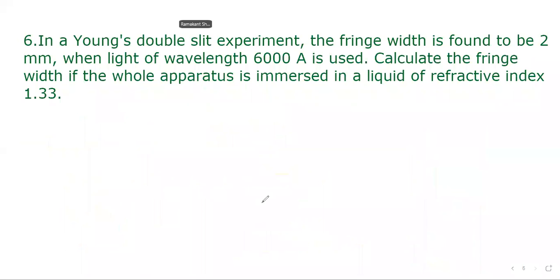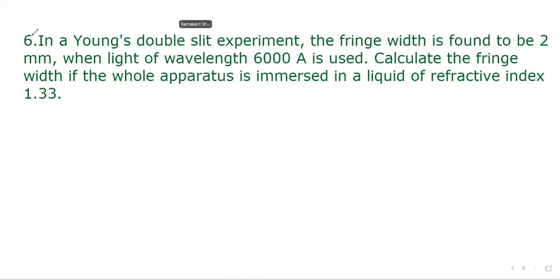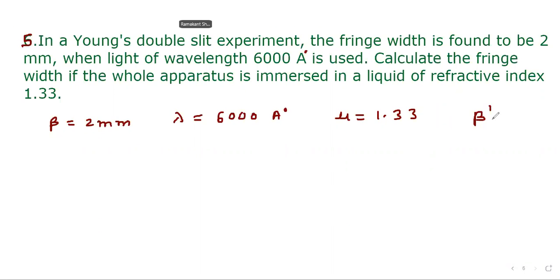Let's see the next question. Question number 5. It's not 6, so question number 5. In Young's double slit experiment, the fringe width is found to be 2 millimeter, meaning beta is given as 2 millimeter, and the wavelength of light used is 6,000 angstrom. Calculate the fringe width if the whole apparatus is immersed in a liquid, meaning mu is given as 1.33, and we have to find out beta dash.